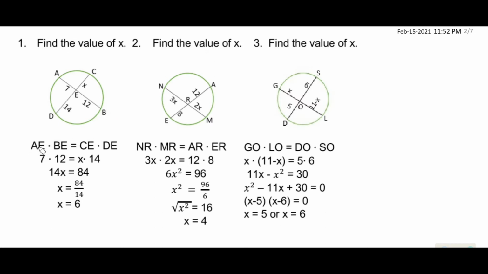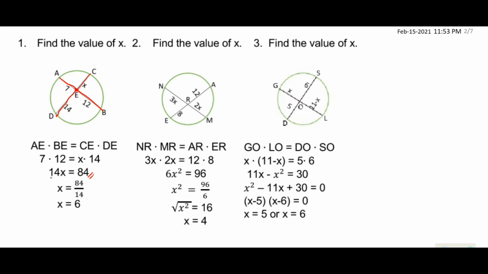So, dito, we are just going to follow the formula. So, kung ito yung intersection nila, ito yung buong AB, hati siya sa dalawa, that's AE and EB. Tapos, ito naman is DC, hati din siya sa dalawa, CE and DE. So, 7 AE, that's 7, BE, that's 12, equals, CE is x, and DE is 14. So, parang yung sinample ko lang kanina. And then, bakit nagkabaliktad yan? Pwede naman kasi multiplication naman yan. So, itong 84 nanggaling siya sa 7 times 12. And then, yung 14x nanggaling siya sa x times 14.